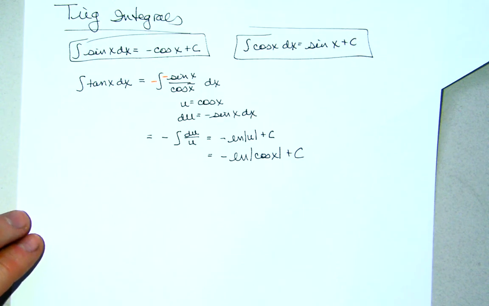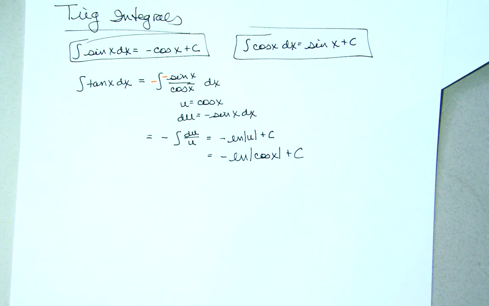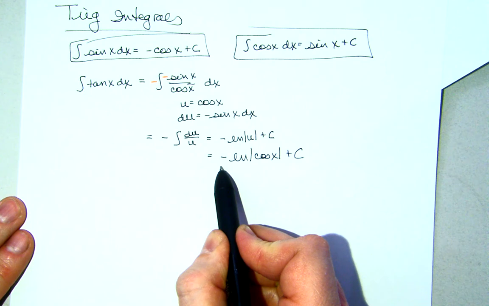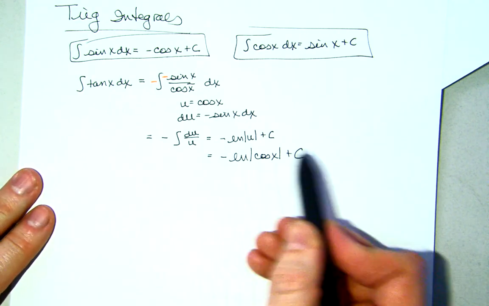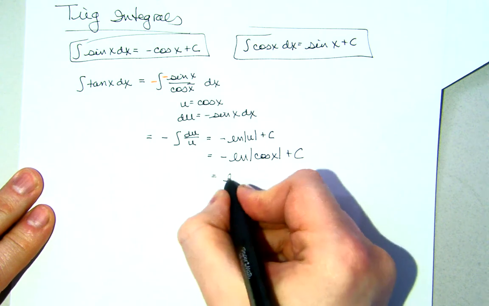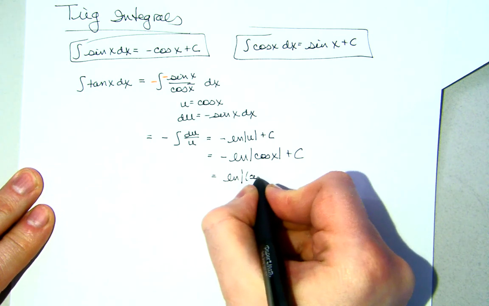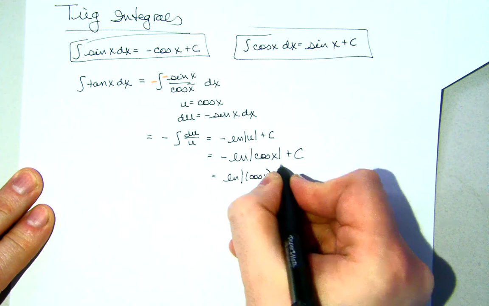The integral of the tangent of x is the negative of the natural log of the absolute value of the cosine of x plus c. There's a lot of stuff there. There's an alternate form we can write this in. A negative out front could get moved where? To the power inside. I could say this is the natural log of the absolute value of the cosine of x to the negative 1 plus c.